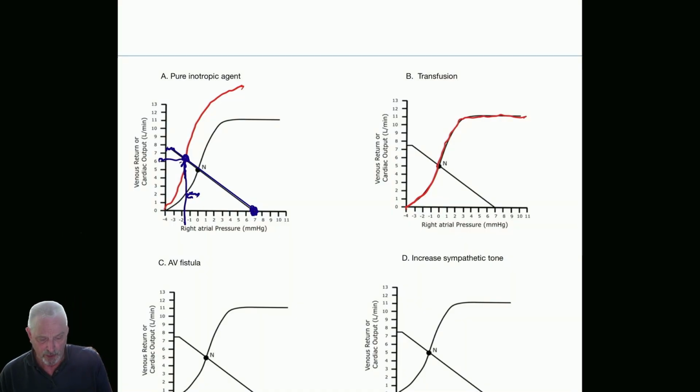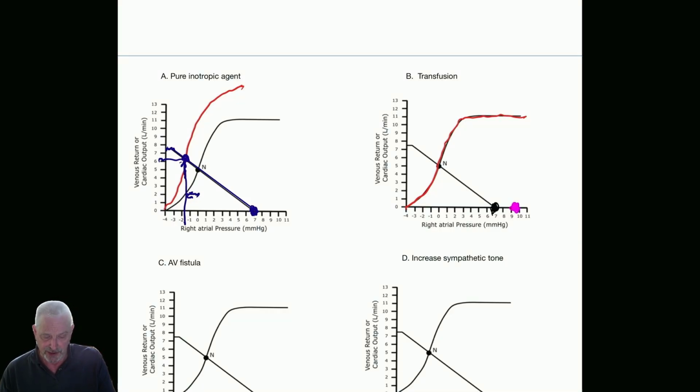What does a transfusion do to mean systemic filling pressure? It's an increase in volume with essentially the same size container. So the volume relative to container size is going to be at a higher spot than it was originally. So let me draw the original one here. And so the new one is to the right side here.